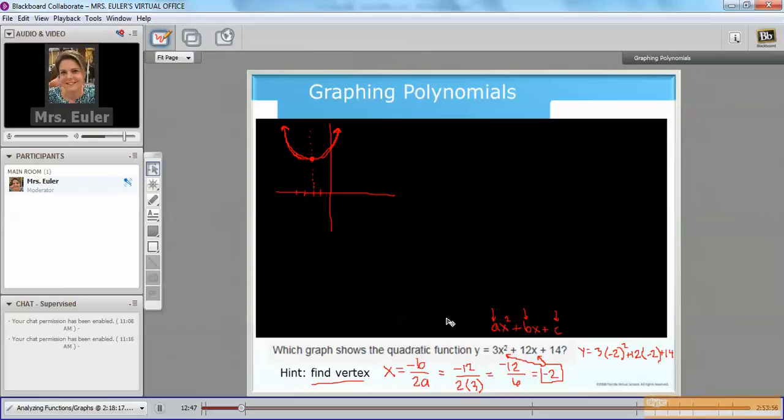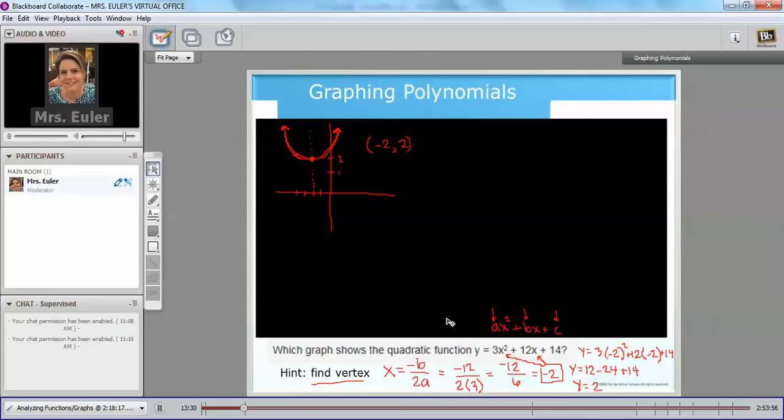And simplifying, y equals. Order of operations tells us to use the exponents first in this case. So negative 2 squared is going to be a positive 4. Positive 4 times 3 gives us 12. And then 12 times negative 2 is negative 24. And then plus 14 on the end. And simplify, we get y equals negative 12 plus 14, which is a positive 2. So we would have a vertex at negative 2, positive 2. And so this would be up here at positive 2. And that would be the graph that we focus on.